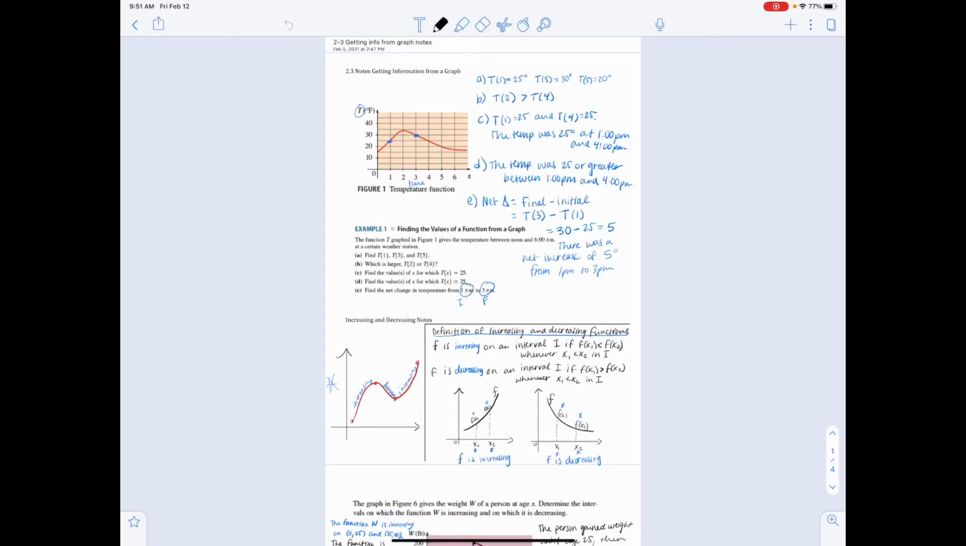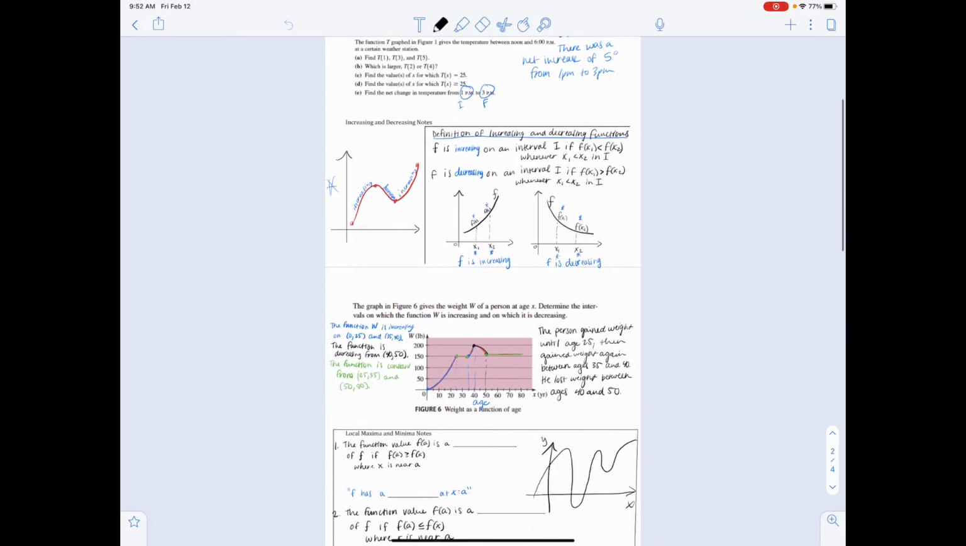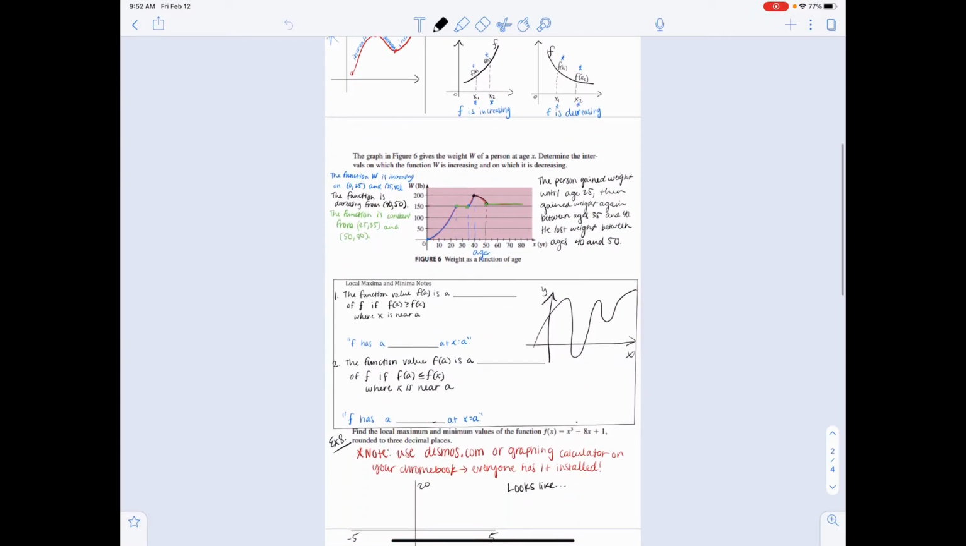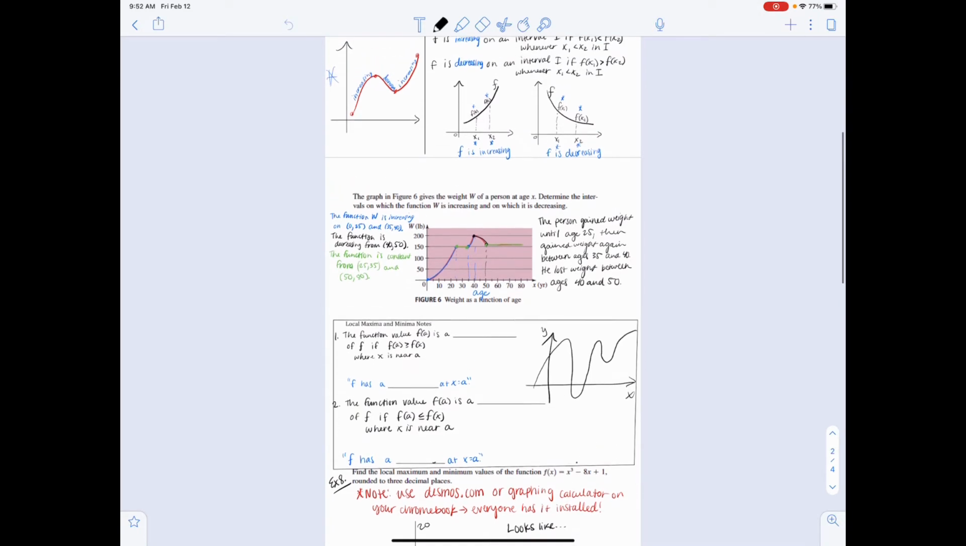Today we're going to do 2.3 part 2. So we already did the first half of our notes on getting information from a graph. Everything on here you should already have written down in your own notes. You're welcome to continue using the guided notes from Google Classroom because we are going to move down to local maximum and minimum notes and then do an example together.